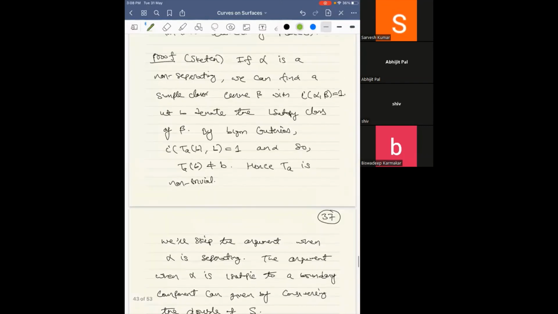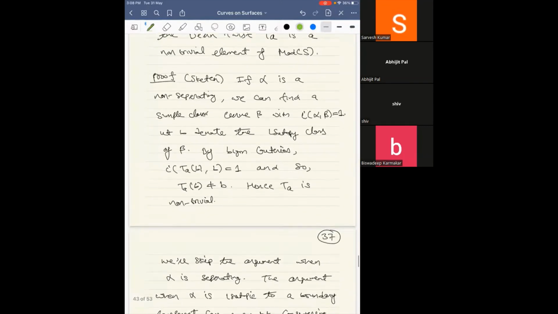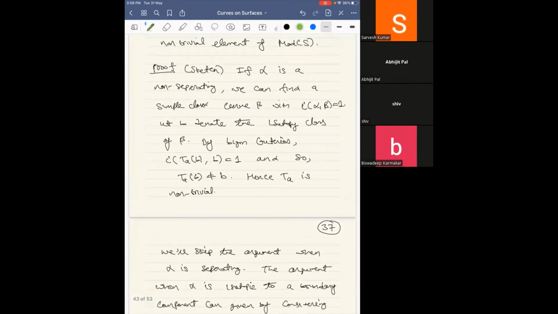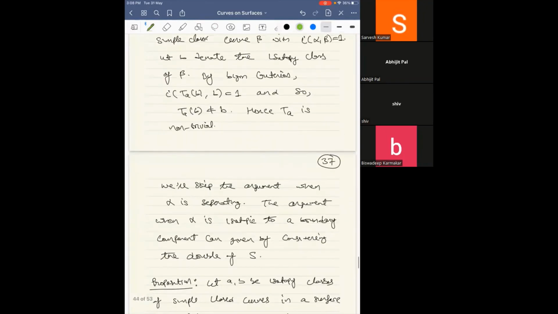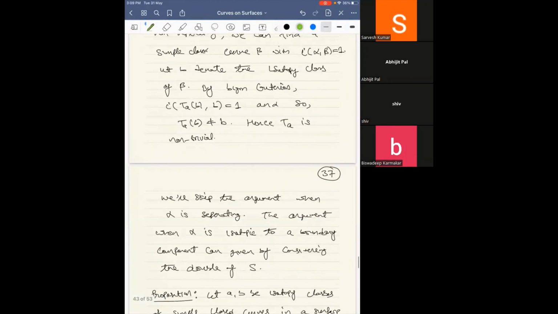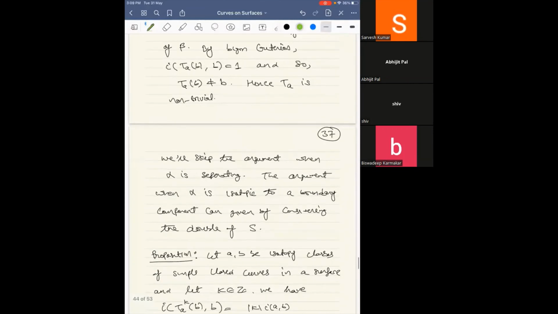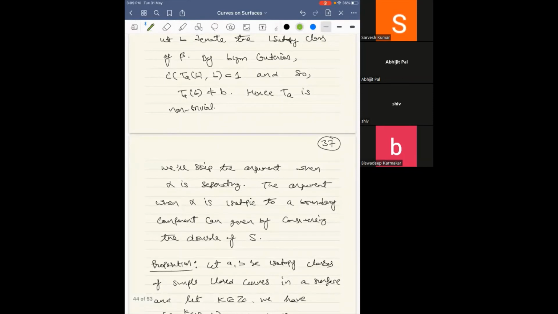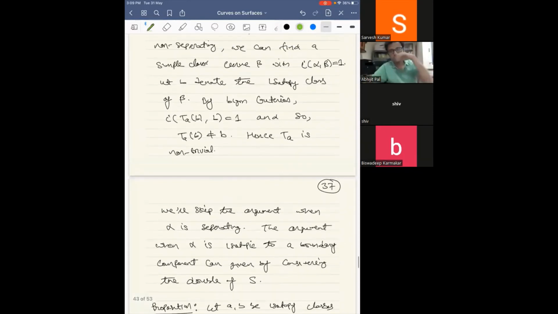But what happens if α is isotopic to, let's say, a boundary component? How does one argue that? If α is isotopic to a boundary component, you can simply consider the double of the surface. You take a copy of S and identify the boundary components. Then your α will become essential, and by this you will get the result.